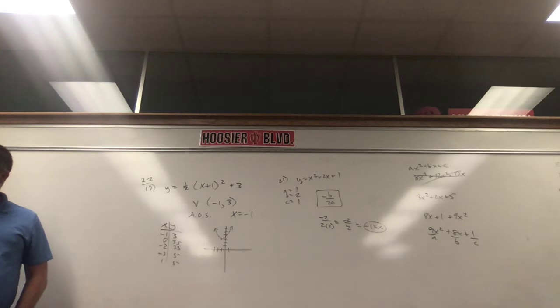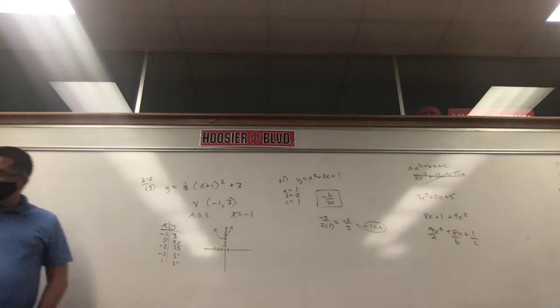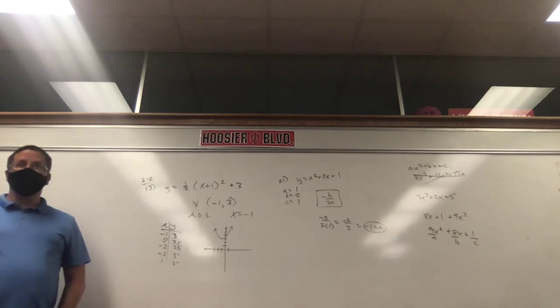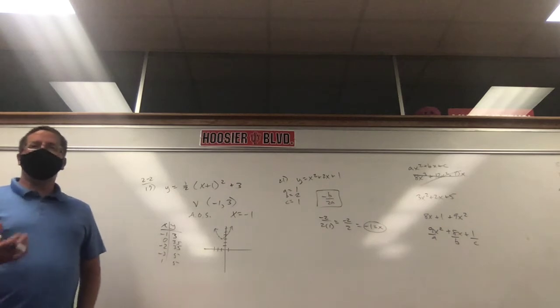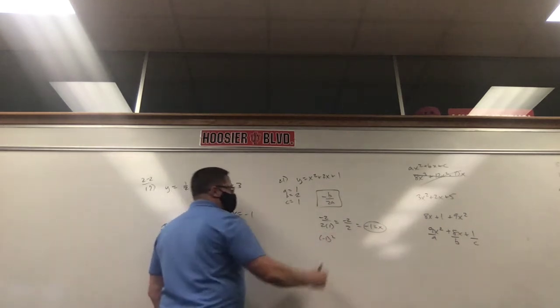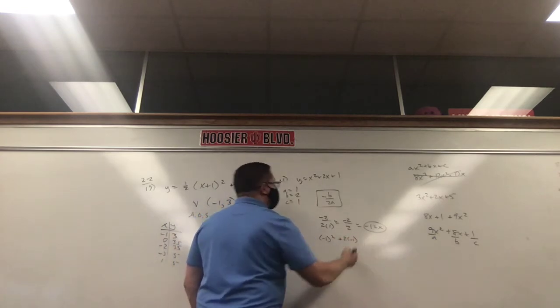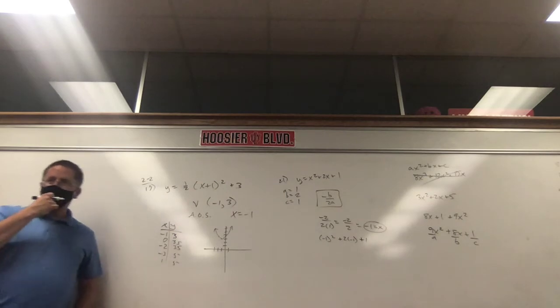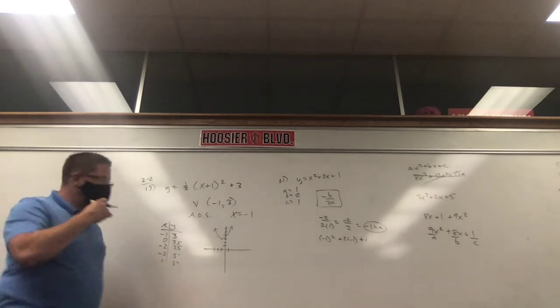What'd you say? Plug what in? What value, in for which x? All of them, both of them, okay? And when you plug them in, I would put them in parentheses, okay? So -1 squared in parentheses plus 2 times -1 plus 1, okay? We plug in -1 for all the x's, okay?